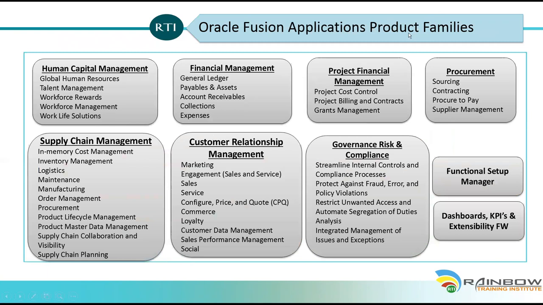So when I say application product families, these are some of the families that I listed here. For example, human capital management. It is a product and it will have multiple components below. Here, human capital management will have global human resources, talent management, workforce management. Everything is an individual sub-offering. You can say individual functional area, I would say. So if you say global human resources, it will have a list of functionalities. Talent management will have a list of functionalities. Same thing, financial management, project financial management, procurement, supply chain management, customer relationship management, governance, risk and compliance. So everything has its own product families, and everything has its own sub-offerings, basically. I will talk about what an offering is, and how we can relate Oracle applications to Oracle Fusion. I will talk about that in a while.